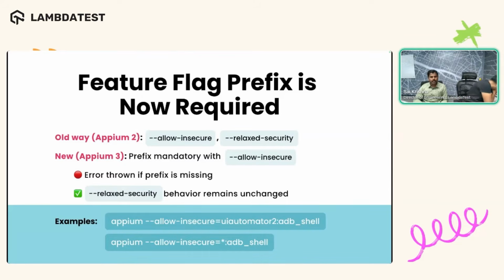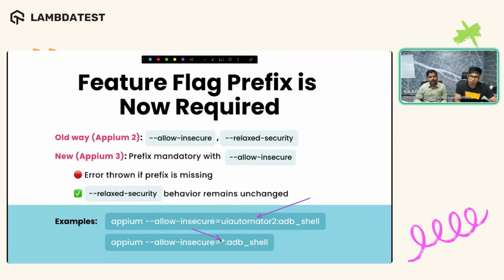Plus, we also need to say which driver has this implementation. So are we going to use this for Android or iOS? Depending upon that, which specific driver? Here it is UiAutomator2 driver. Okay, now we know that this belongs to UiAutomator2 driver. And if I have to execute certain things across all the drivers, for example, then we can use star, a wildcard symbol that is also allowed. And then the actual command, which is adb_shell. This only enables this particular feature for Appium 3 users if they want to run a shell command on the connected Android devices.